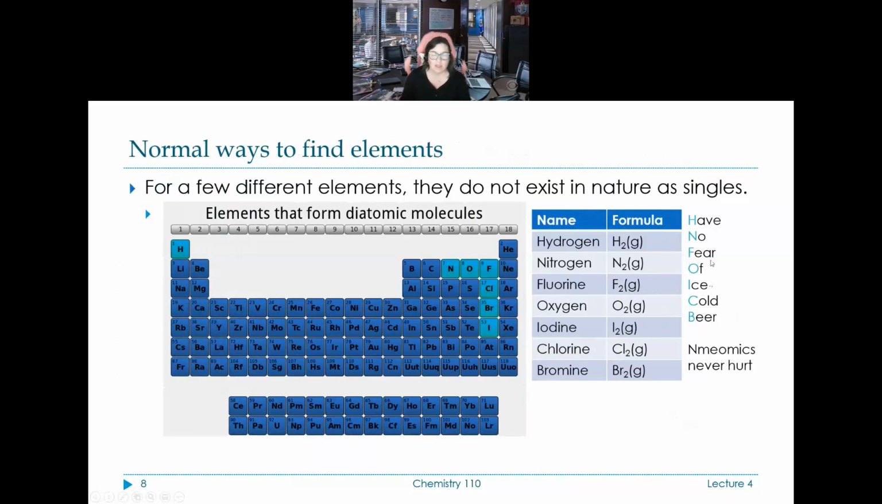It's a mnemonic. It's supposed to help you remember which of these elements occur as dimers. They don't naturally occur on their own. They're always dimers, so we need to be able to talk about that. And they're almost always in the gas phase. Obviously, I'm going to need to use that.